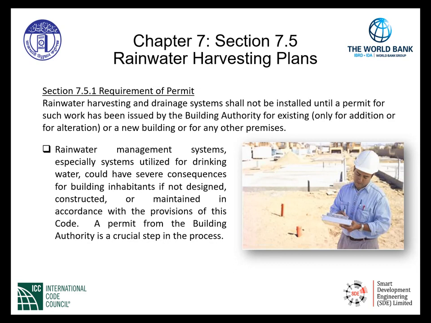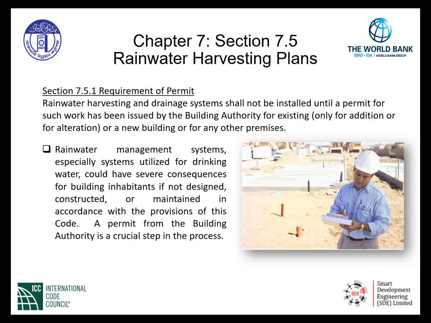Section 7.5, Rainwater Harvesting Plans. We start off in section 7.5.1, Requirement of Permit. Rainwater harvesting and drainage systems shall not be installed until a permit for such work has been issued by the building authority for existing or a new building or for any other premises.